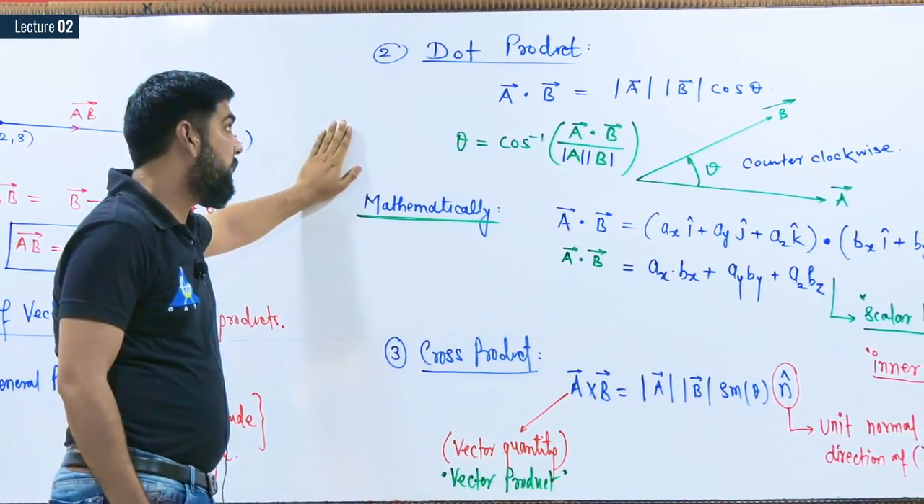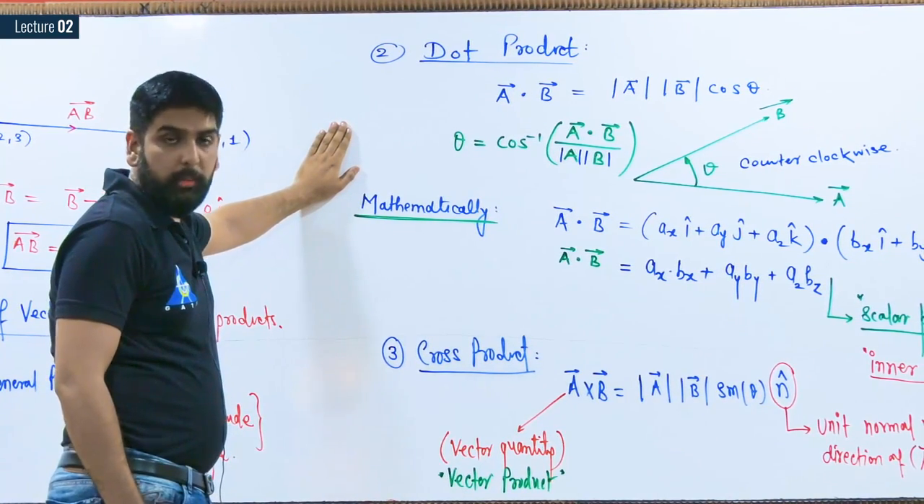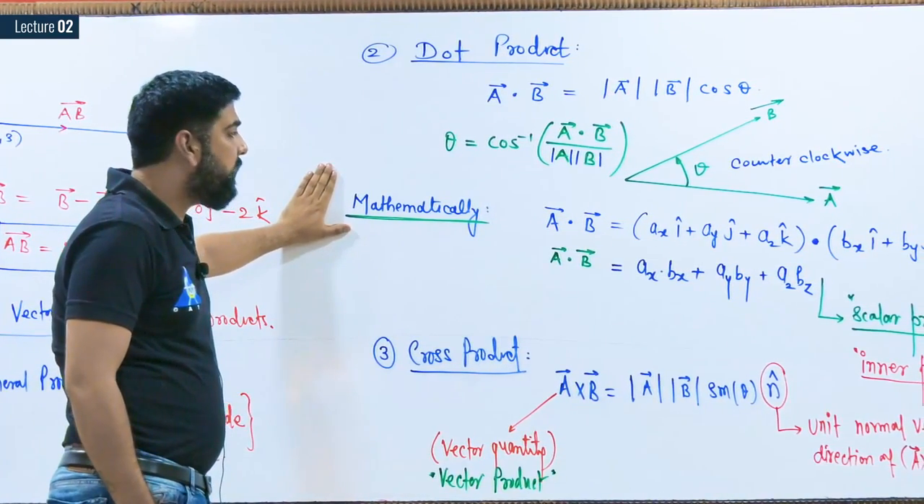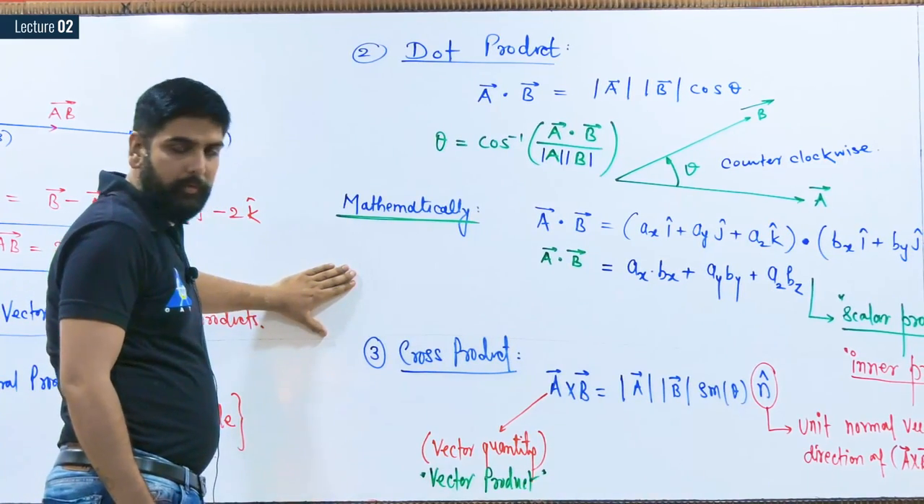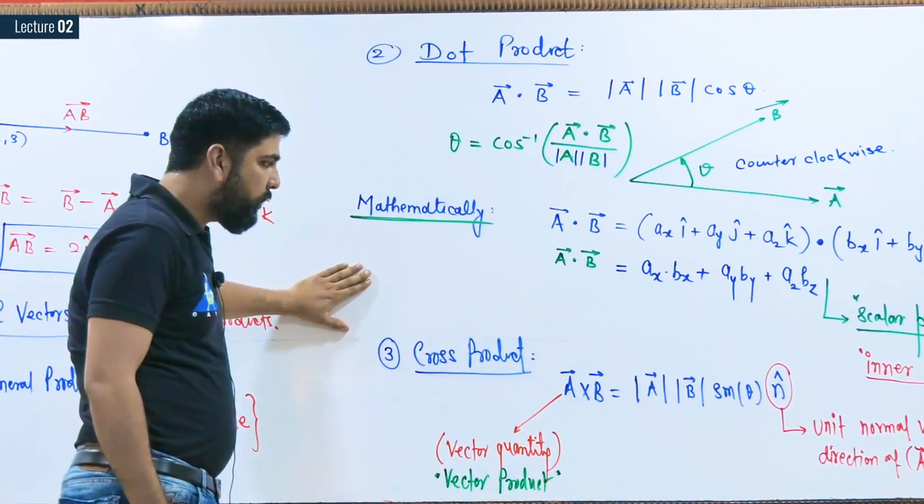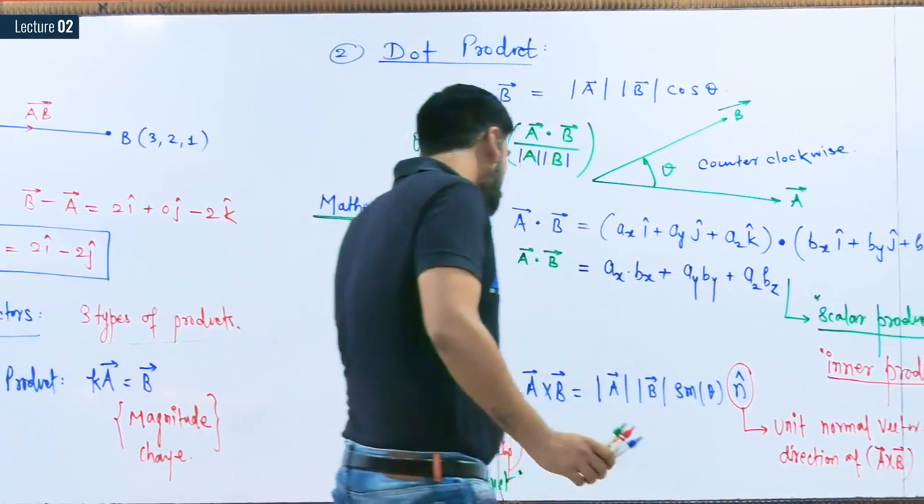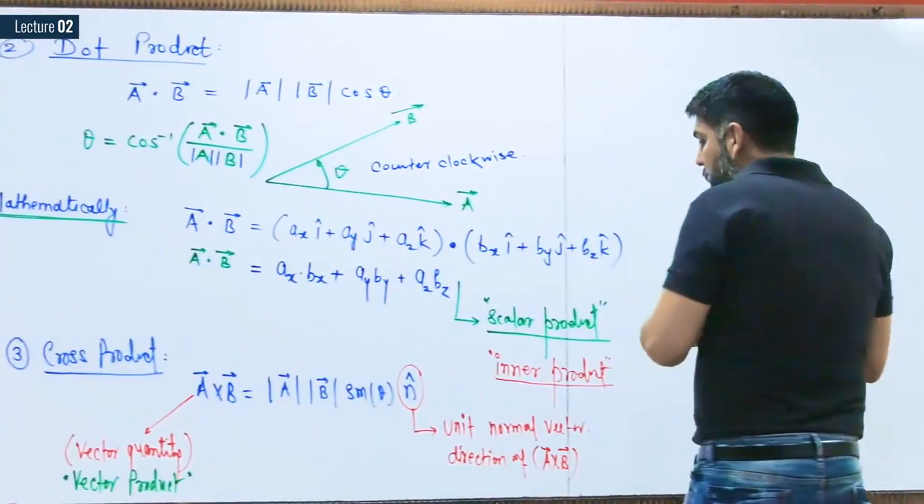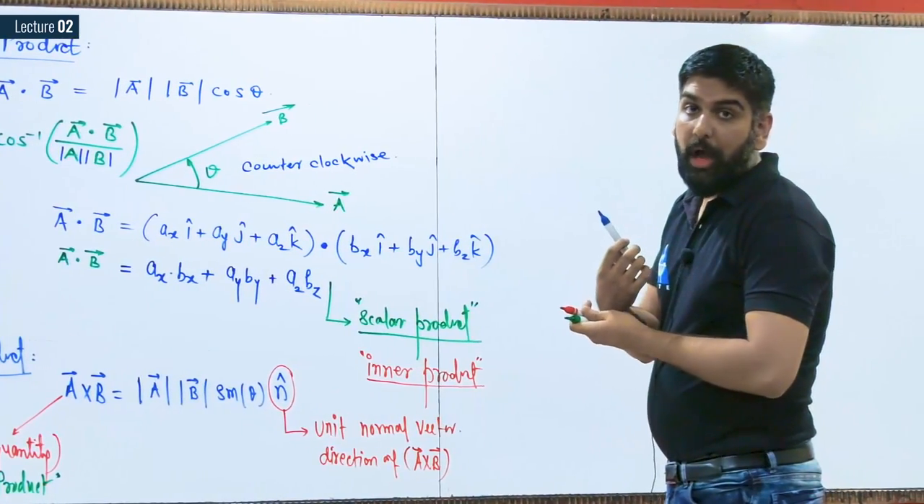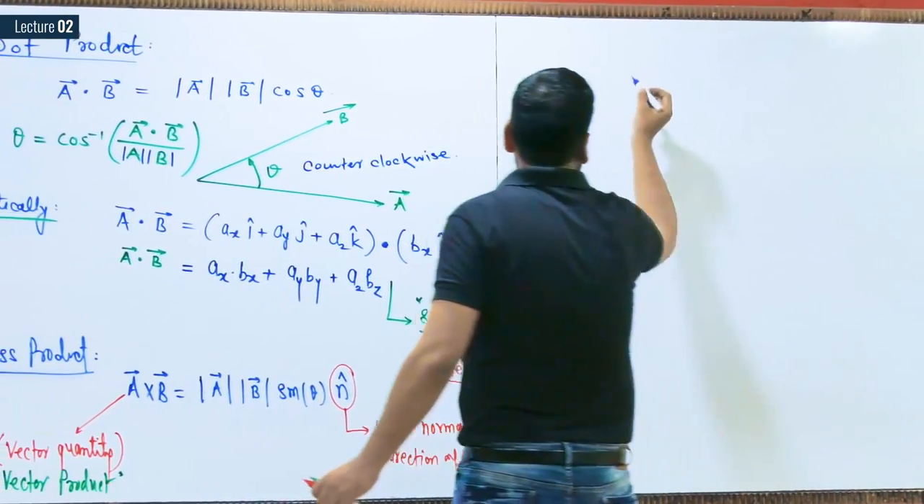So scalar product or dot product or inner product, mathematically we have the inner product. Now the cross product, mathematically, is nothing but the vector product, and it is also referred to as the outer product. So let us have the mathematics here.